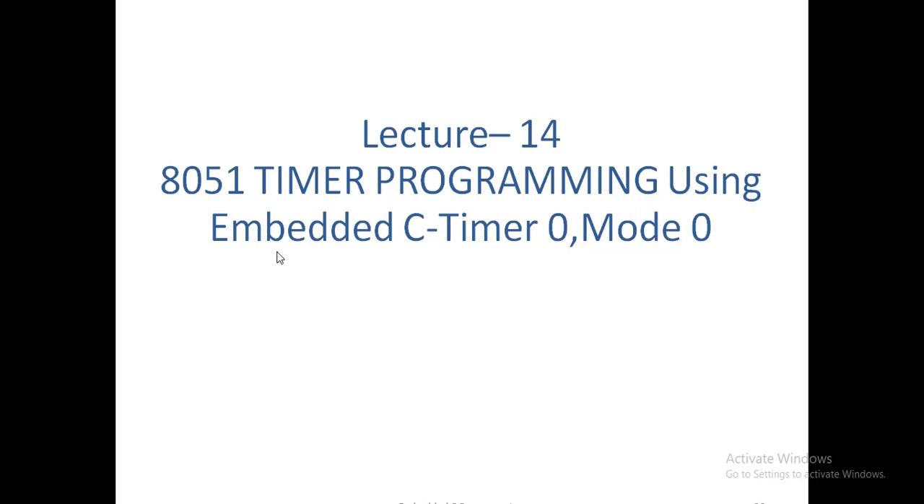Welcome to lecture 14, 8051 timer programming using embedded C. In this lecture, I am going to discuss timer 0, mode 0. As we all know, 8051 consists of two 16-bit timers. One is timer 0, another one is timer 1. Each timer can operate in four modes of operation: mode 0, mode 1, mode 2, mode 3.